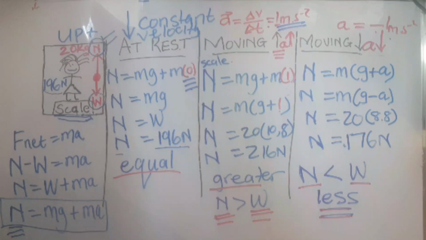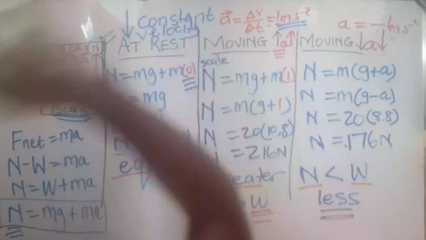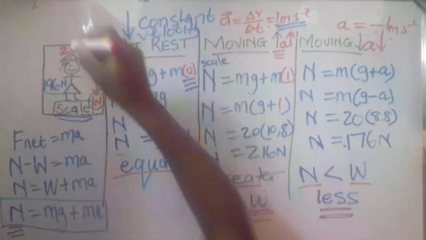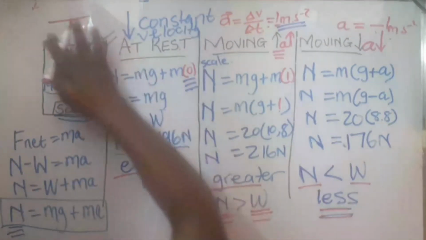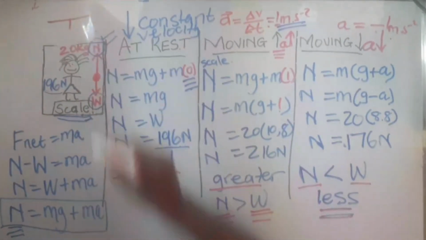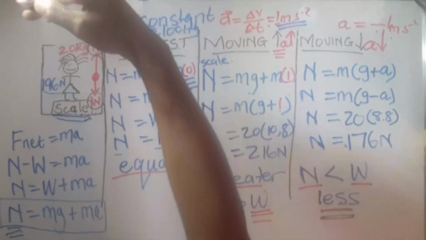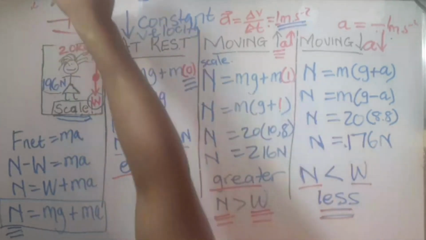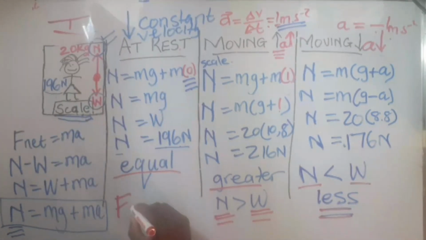Now, one more option. What happens if the cable of the lift starts to break? Let's say this lift had a cable, and now the cable breaks. In the case where the cable breaks, and let's say it was on top and starts to break, the lift now begins to fall. In that case, both the lift and the girl are falling, they are at free fall.